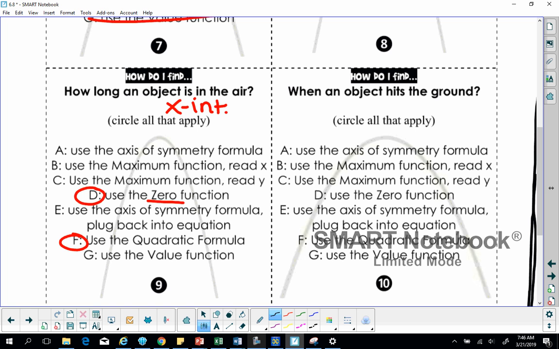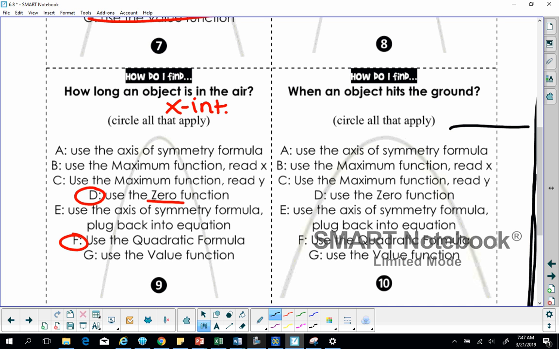Which one is it? Is it not the letters? I want to know what it is. What does it stand for? Is it your y-intercept, x-intercept, axis of symmetry, or max? When it hits the ground. Not the max. Anyone want to help them out when it hits the ground?